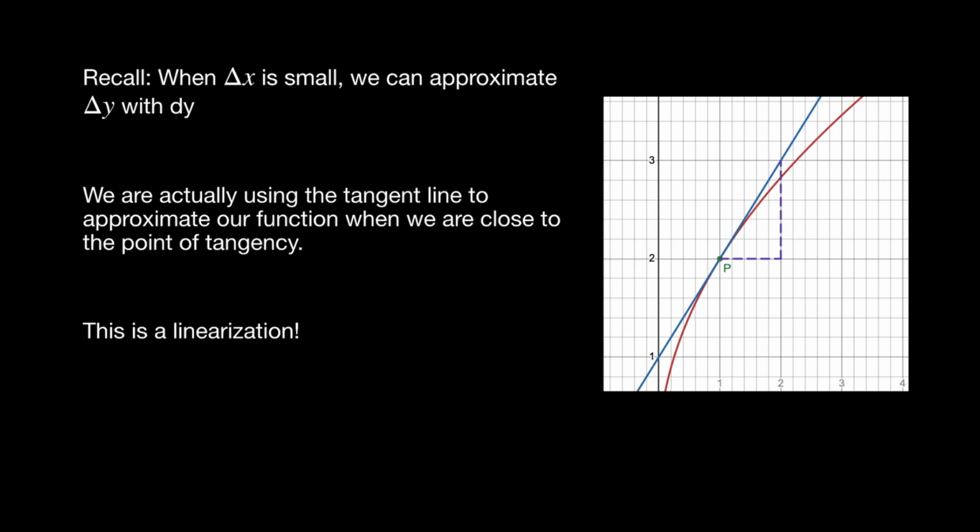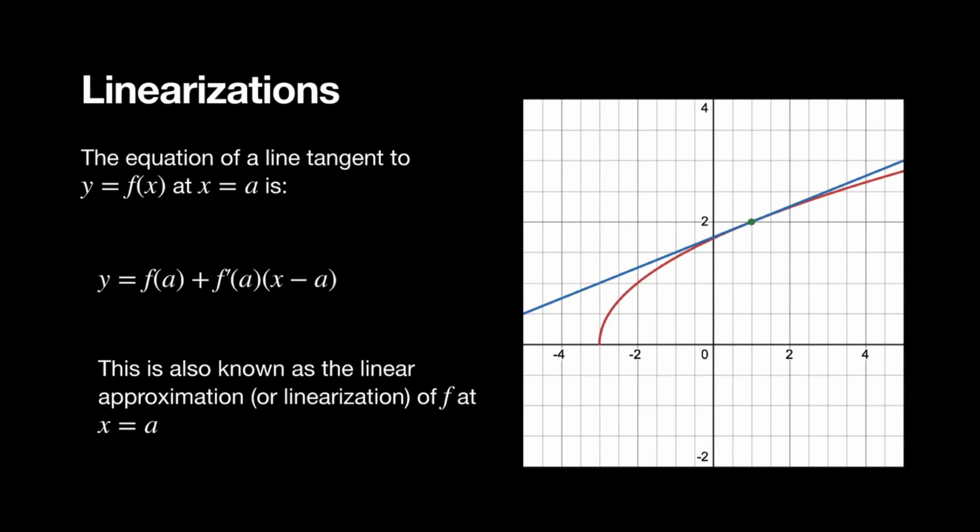What that means when we're doing that approximation is that we're actually using our tangent line to estimate the value of the function when we are close to that point of tangency. This concept of using a tangent line to create an approximation is called a linearization.